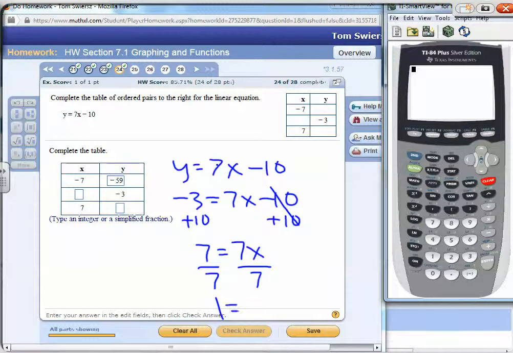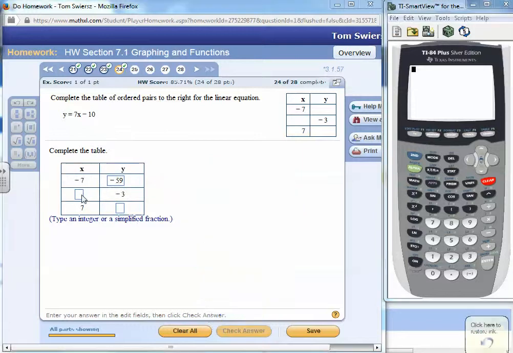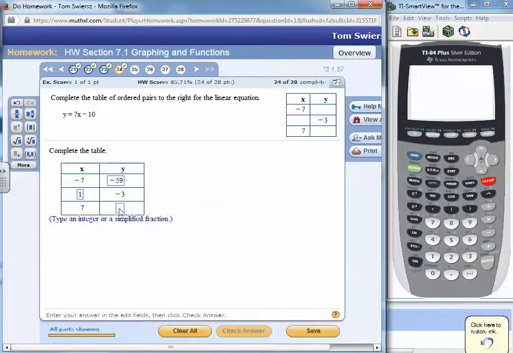7 divided by 7 is 1. 7 divided by 7 is 1 here, but with the x, so x equals 1. All right, we just happen to get 7s on both sides. So our answer is x equals 1. So when we substituted in y as a negative 3, we got x equals 1.